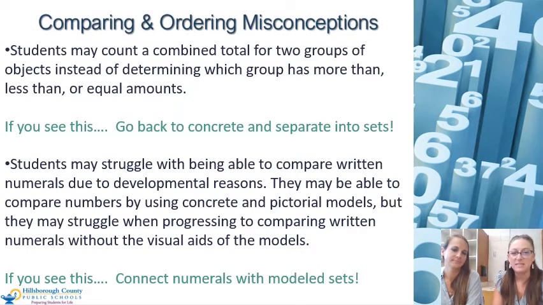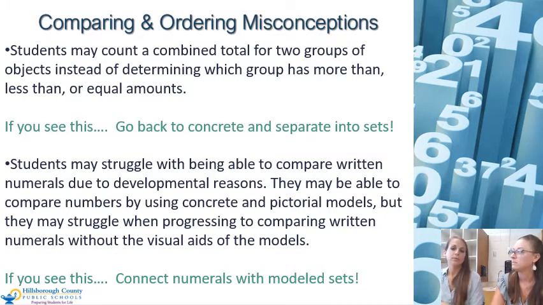Let's talk about a couple misconceptions students may have when comparing numbers. One of the things that students may do is they may take those 2 sets and try to combine them to find the total amount of objects that there are. If you see this, then we might need to go back to concrete and separate those two sets again, possibly on paper plates or two different bowls, and start to compare those two numbers as two different things as opposed to combining them. Another misconception students may have is just comparing written numerals.